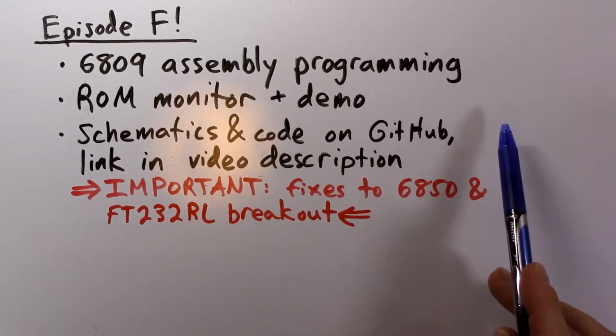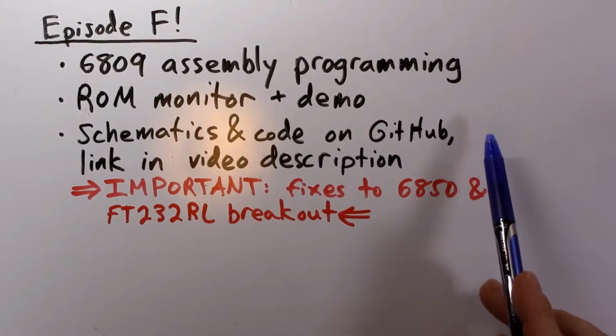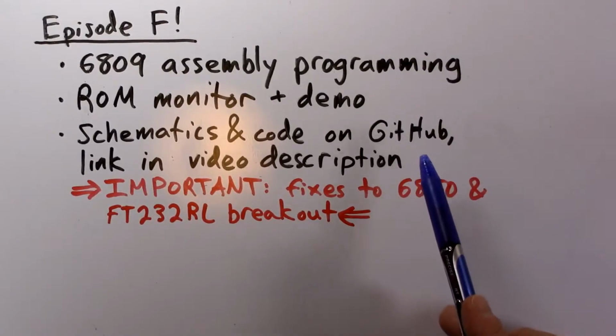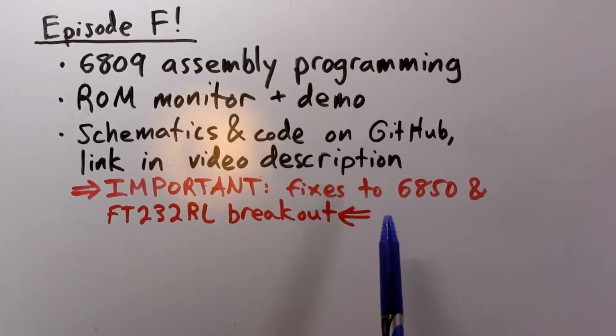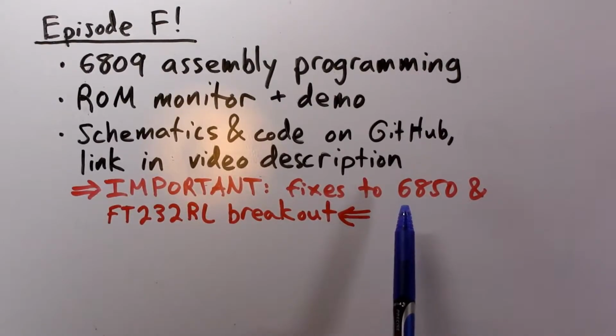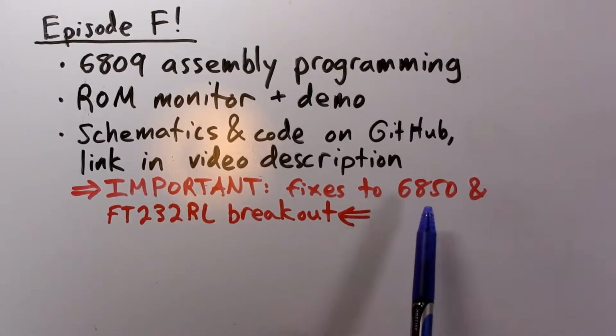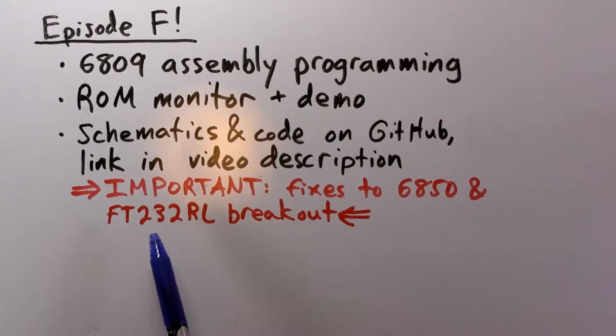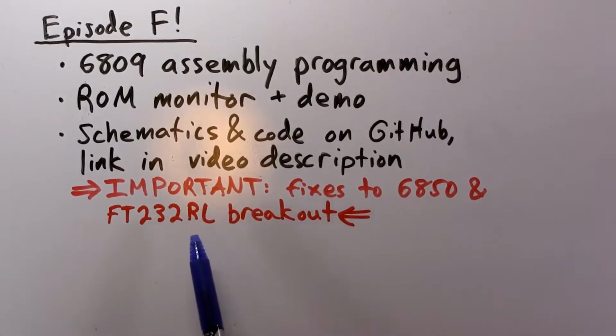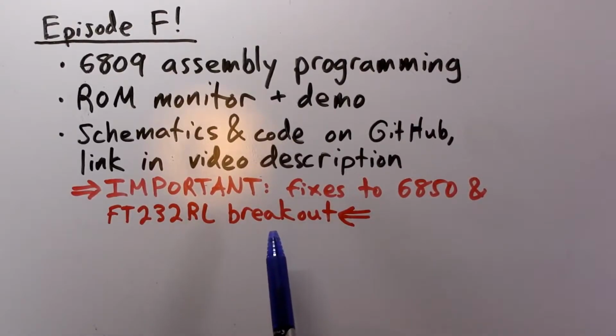And as always, the updated schematics and code are on GitHub, and you can find a link in the video description. One important thing to note is that there are important fixes to the portion of the schematic that interface the 6850 ACIA chip and the FT232RL breakout, and essentially serial communications is not going to work correctly unless you build the updated version of the schematic, so do please make a note of that.